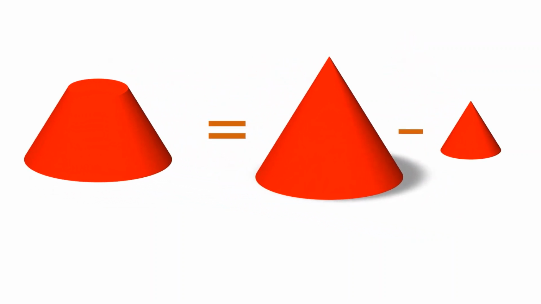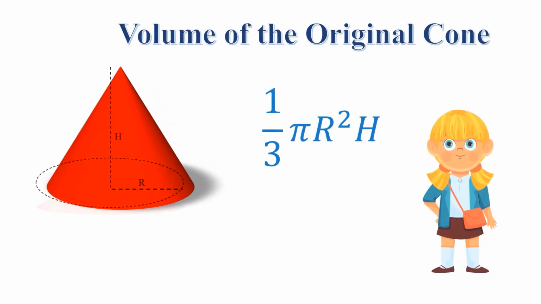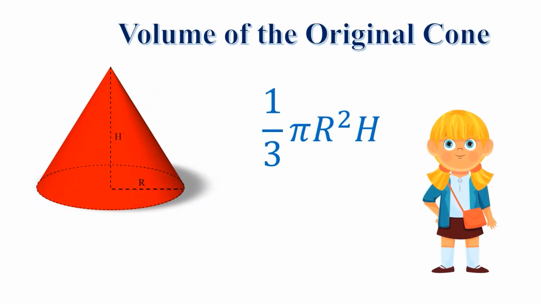Now to find the volume of this frustum, we can find the volume of the actual cone, our original cone, and subtract the volume of the smaller cone from it. The volume of the original cone is 1/3 π R² H, where capital H is the height of the original cone and capital R is the radius of the base of the cone.